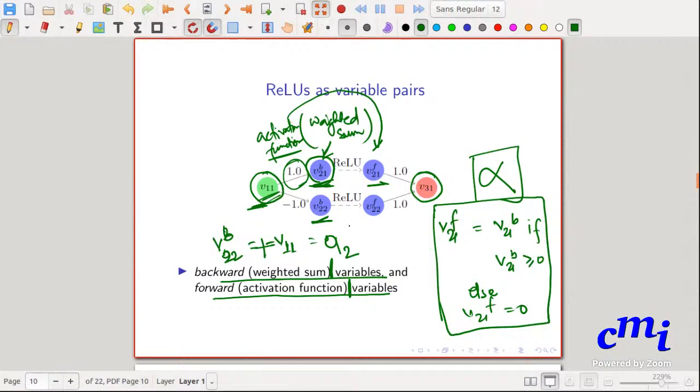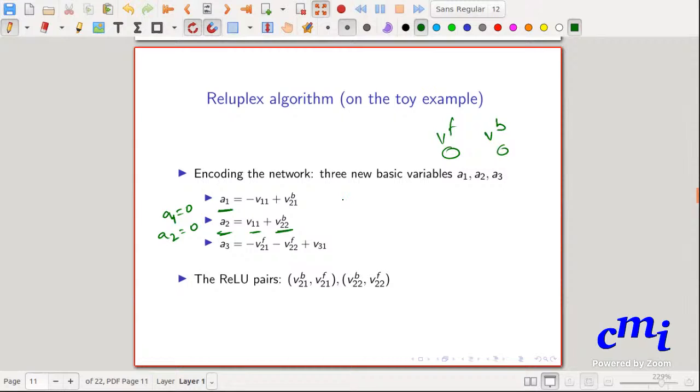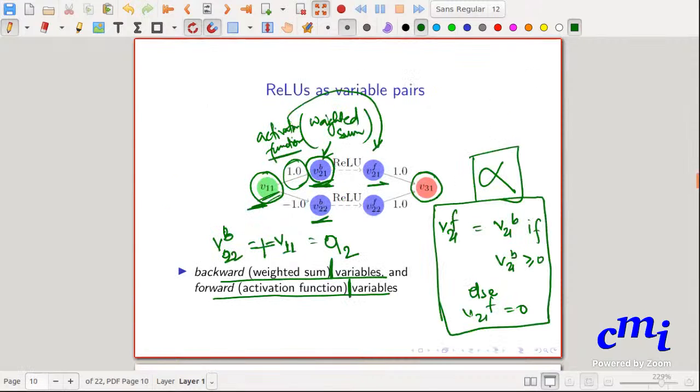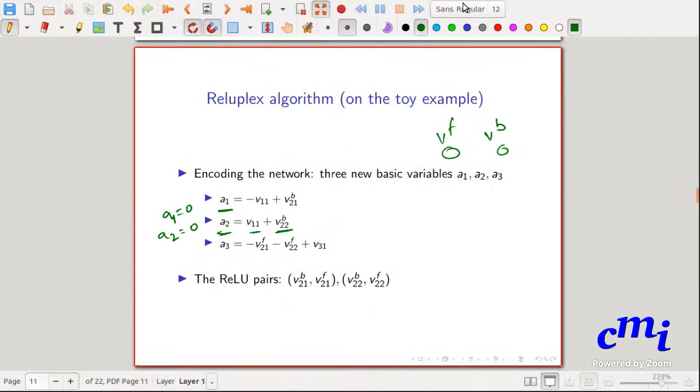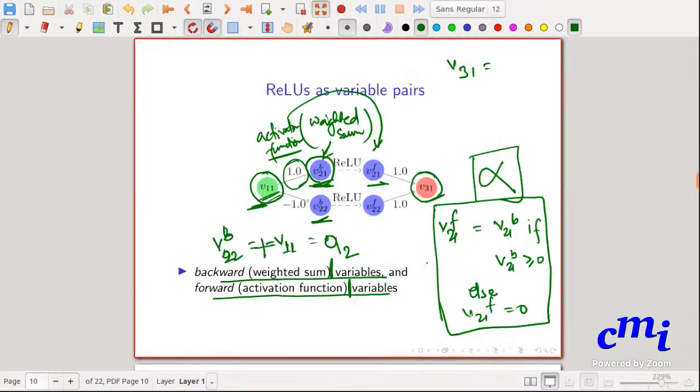Between the backward and forward, I'm going to forget the relationship for now. Okay. So this is also very simple. So what is V31? By ignoring for now, what I presume you mean is that, go to the next slide. So it means that V21 forward can be anything, correct? Right now. Correct. So it is unconstrained. Yes, it can be anything.